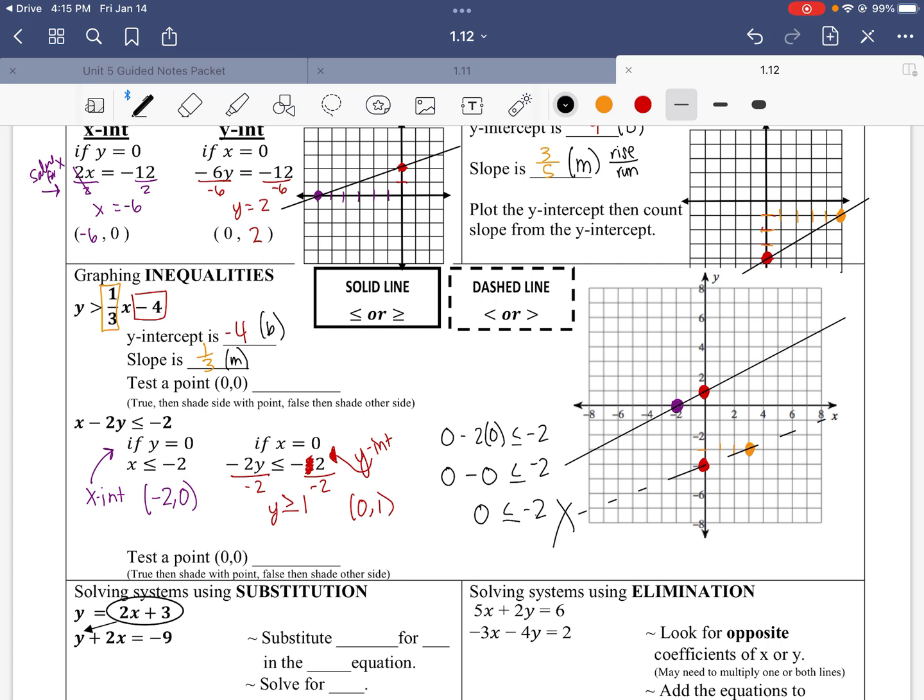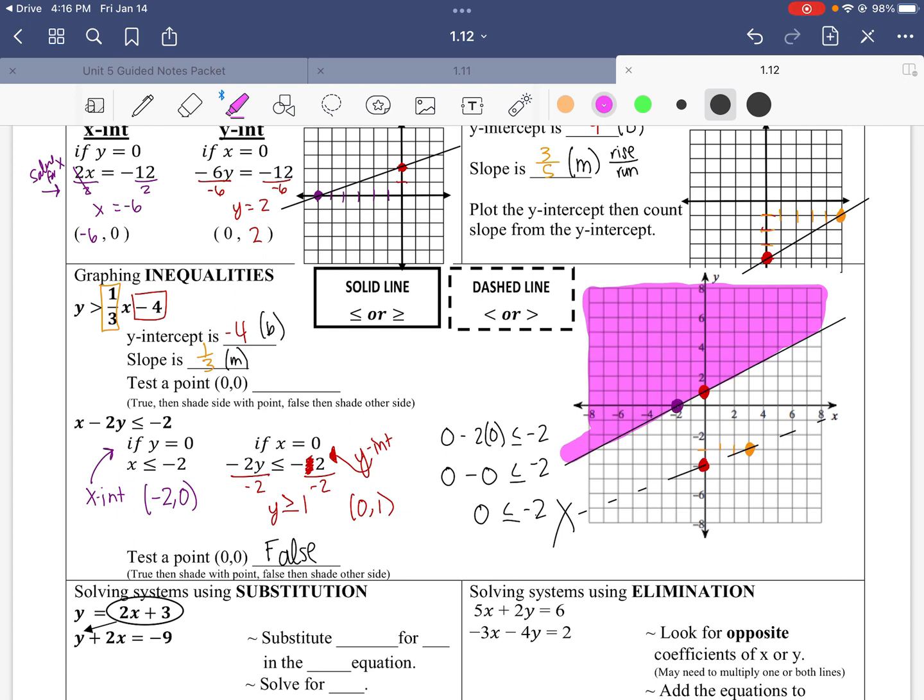No, 0 is bigger. So we tested the point 0, 0 and we got a false statement. So we want to shade the other side. From this line, 0, 0 is right here, down here. Now we do not want to shade that area for this one. So we would shade up above. For this one, the shading looks something like this.